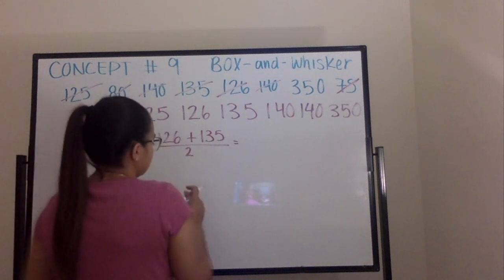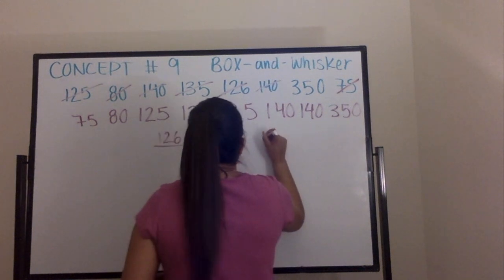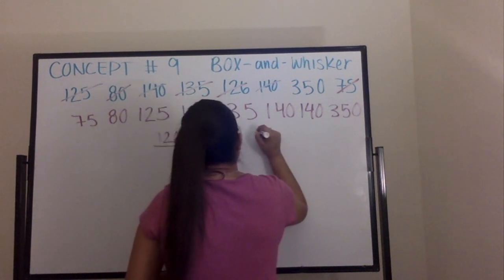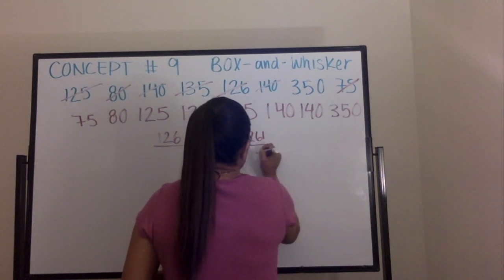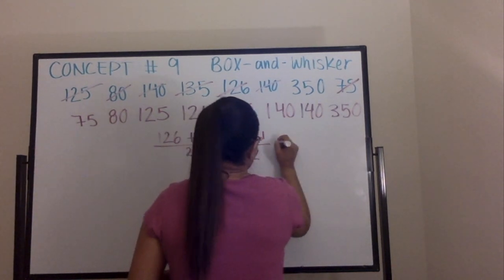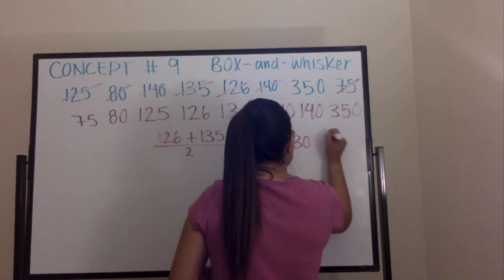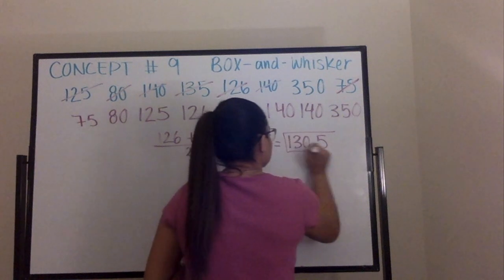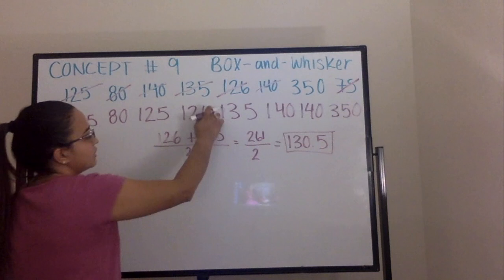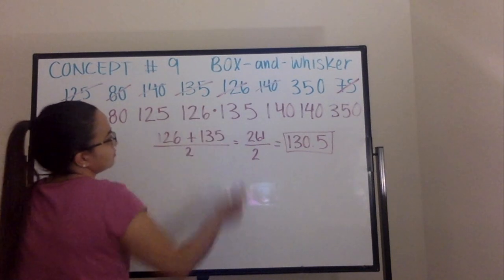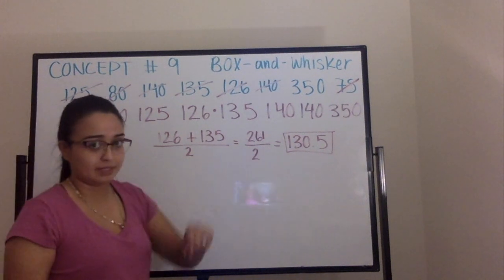That will give us 261 divided by 2, which is equal to 130.5. So it would be right in between here. Exactly 130.5. That is our median.